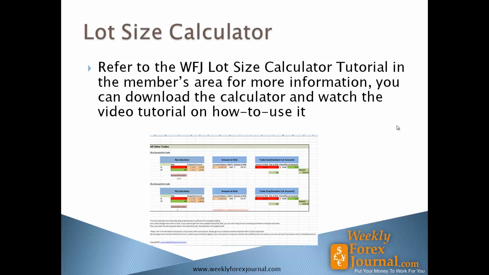Every trade's risk to reward ratio must be 1-to-1 or greater. Combine the two together. That's how we achieve consistent profits.